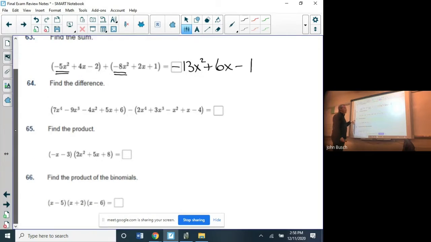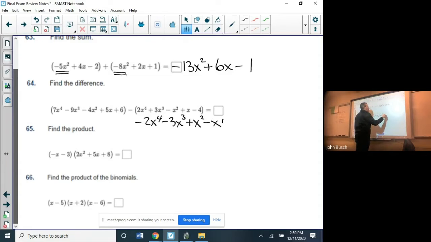Subtracting is harder. Take a little extra time. Rewrite this, because this negative sign goes to everything in the parentheses. Rewrite it. Negative 2x to the fourth, negative 3x to the third, plus x squared minus x plus 4, and cross this original one out. So when you add the like terms, you don't look back at the original one and grab the wrong thing.